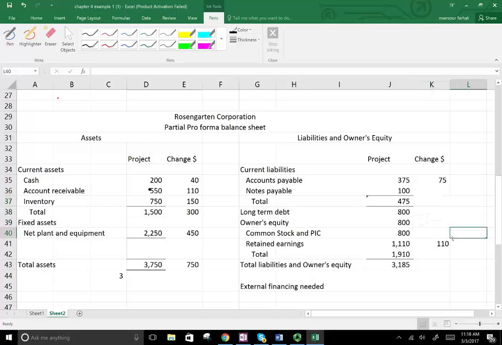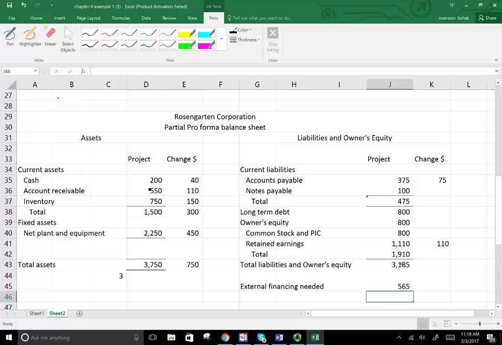Now here's a problem. What's my problem? My problem is this: my total liabilities and equity are 3,185 and my total assets are 3,750. What does that mean? Simply, I need external funding, because if my assets increase, my liabilities and equity should increase by the same amount. They did not. So I need a plug, and the plug is 565. In other words, I'm in need of external financing of 565.